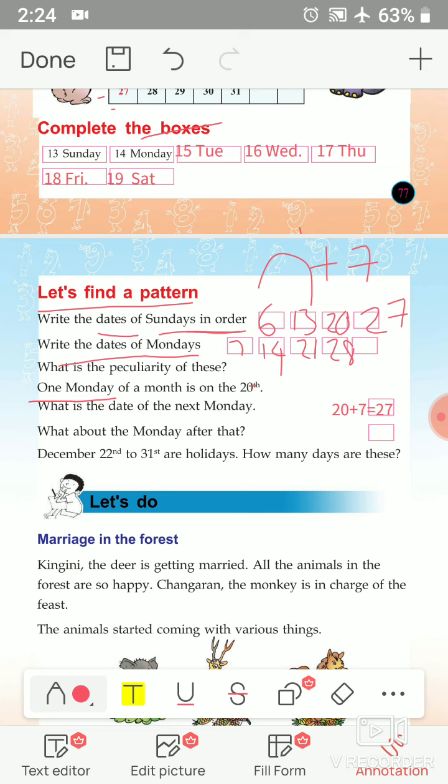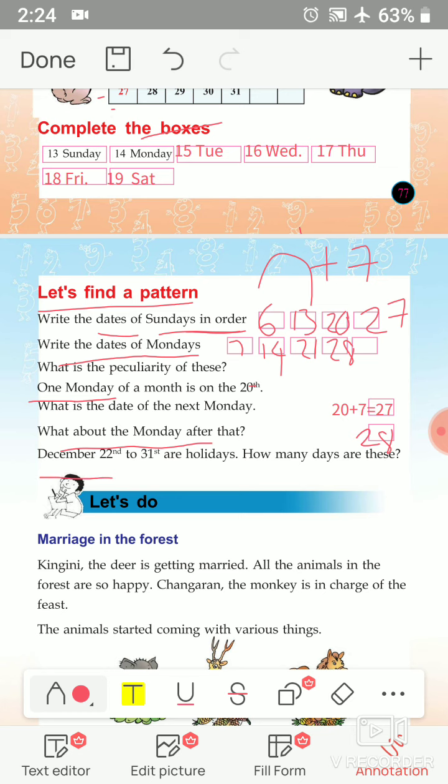The next question. What about the Monday after that? Monday after next day is? Monday after next, Tuesday. Then what is the date? 28.